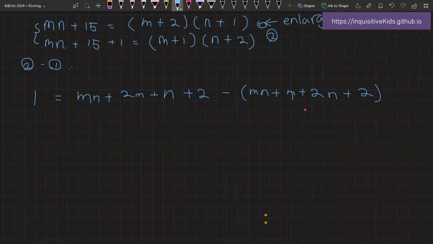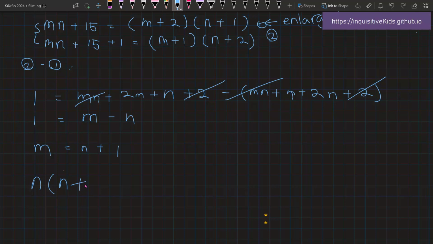So now that we have this, we can start simplifying and combining like terms. So we can cancel out the two mn's, cancel out the 2's, and we are left with 1 equals m minus n. So now we know that m is greater than n by 1. M is equal to n plus 1. And now that we know this, we can substitute it right into one of the previous equations. So let's say we substitute it back into equation number 1. This would give us n times n plus 1 plus 15 is equal to n plus 3 times n plus 1.